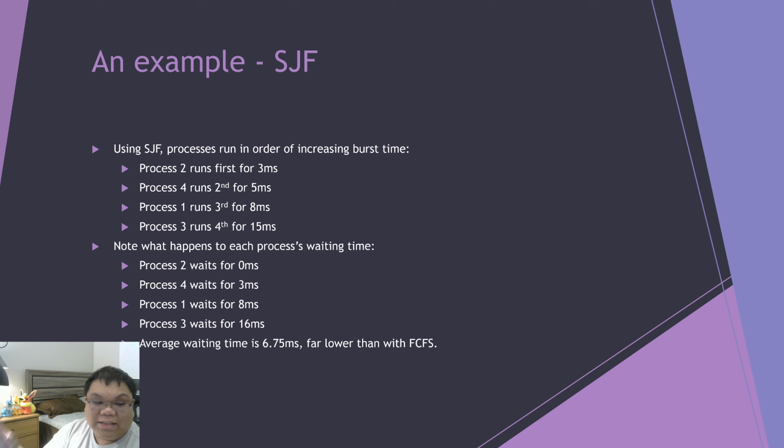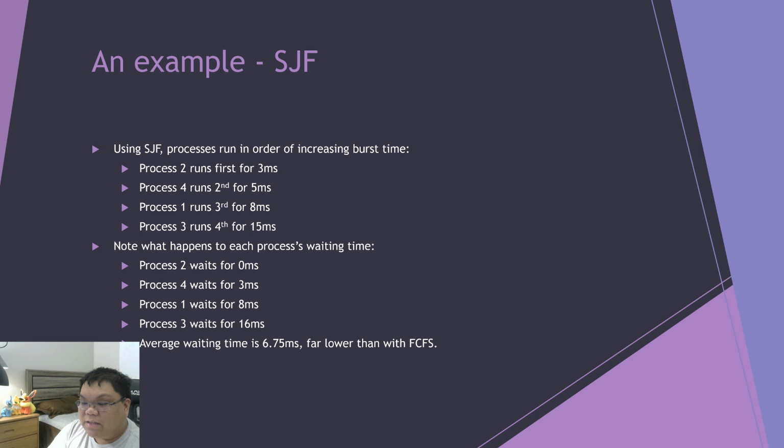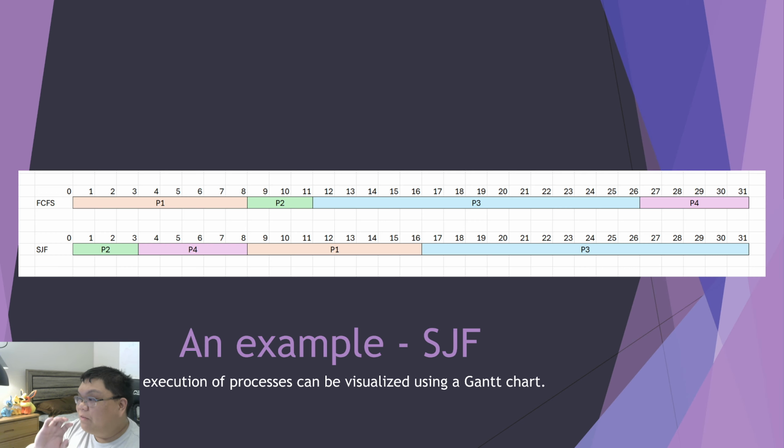And this is, as I said, the lowest possible waiting time. So in this example, we cannot get any better than 6.75 milliseconds. This is also far lower than our first come, first served example. So 11.25 milliseconds with FCFS, 6.75 using SJF. And we can draw what is called a Gantt chart that illustrates when each process runs. So you can just draw this on paper, or you can draw this up in Excel. We use a Gantt chart to visualize how long processes run.